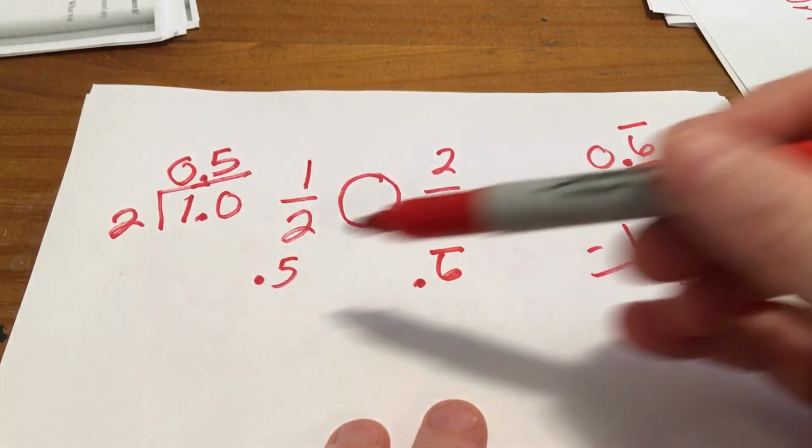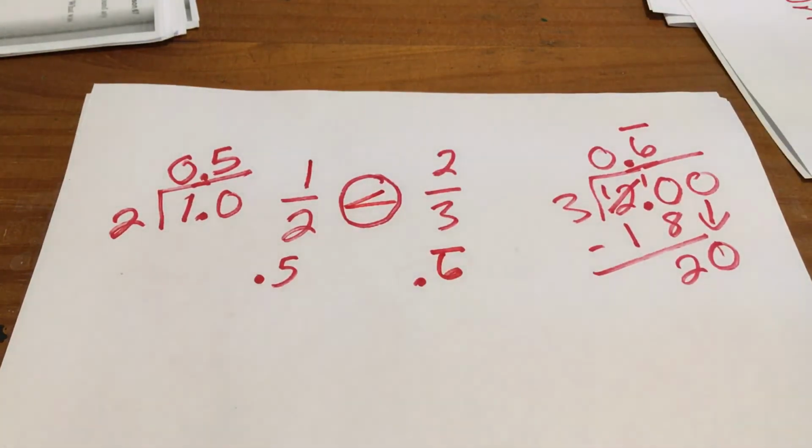All right, which is smaller, 5 or 6? 5. There you go. Good luck.